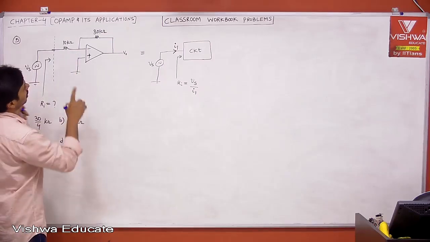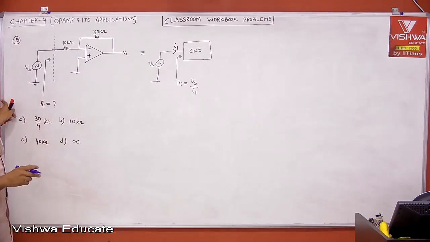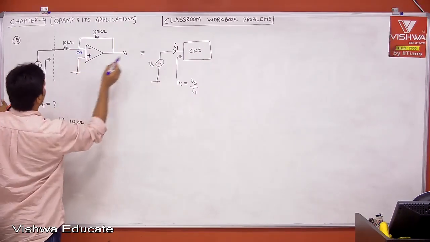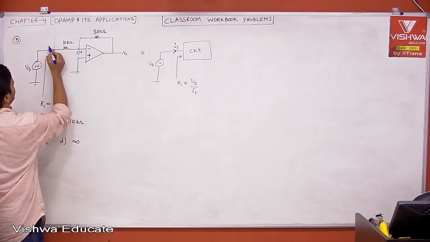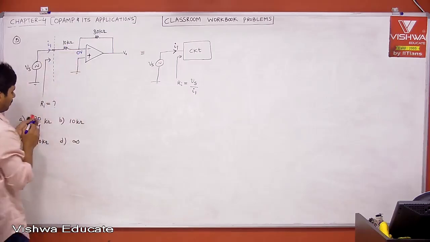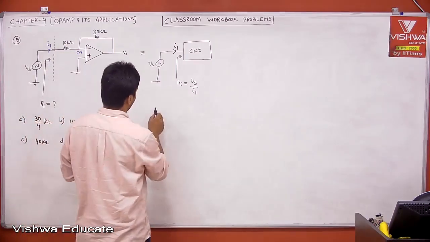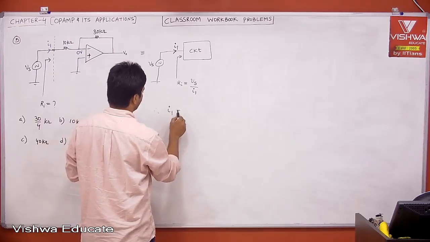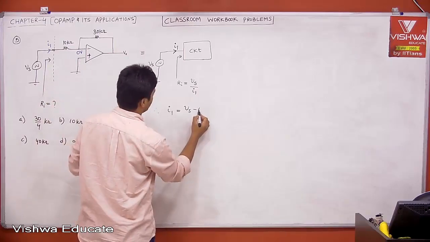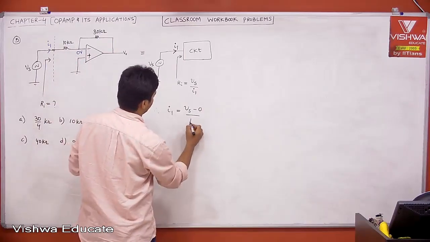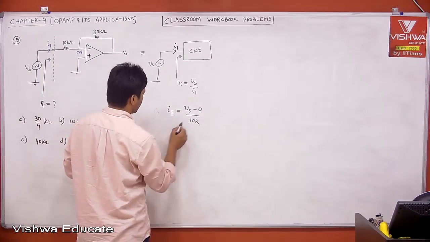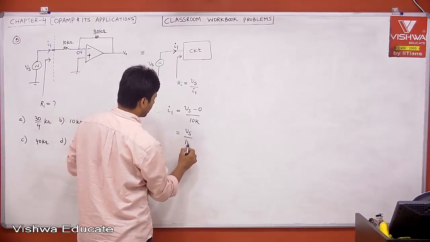First of all, is this negative feedback? Yes, negative feedback. Is the virtual ground concept valid? Yes, valid. Therefore, can I say this is 0? Yes, 0. But I want to find I1. Let us say this is the current entering, I1. How will you find I1? This voltage minus this voltage divided by 10K. I1 is equal to the voltage at this node, which is Vs, minus the voltage at this node, which is 0, divided by 10K. Then this is nothing but Vs divided by 10K.